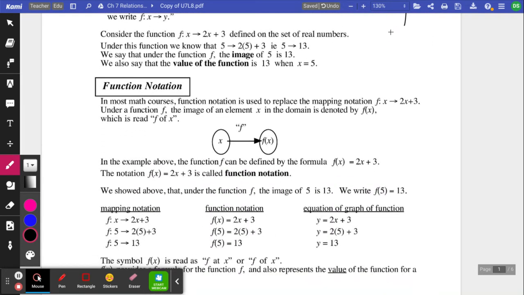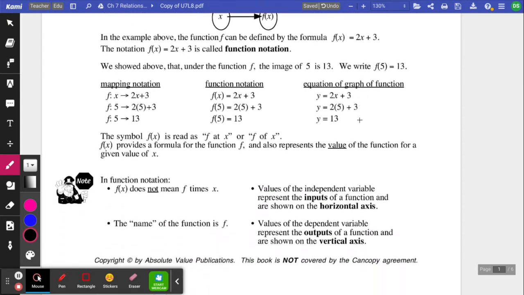Then it says, consider the function f of x mapping to 2x plus 3. So if I say, okay, I want to put a 5 in there, then everywhere you see an x, you're going to put a 5 instead. So this x turns into a 5. You see it? 2 times 5 is 10 plus 3 is 13. So we say the value of the function is 13 when x equals 5.